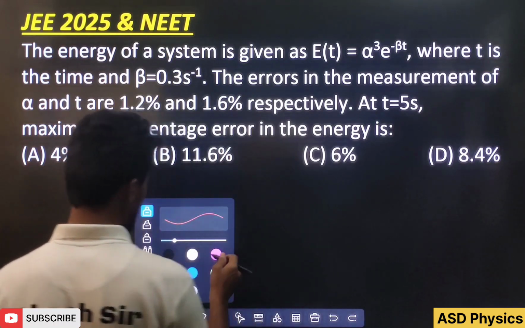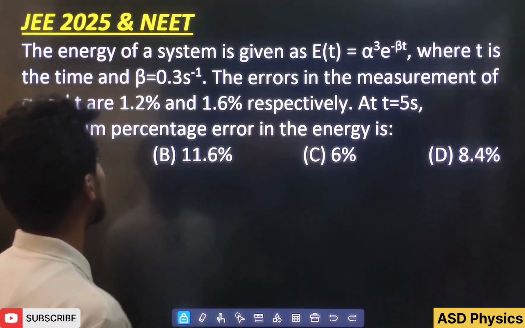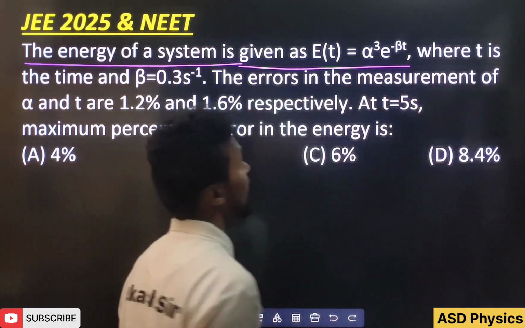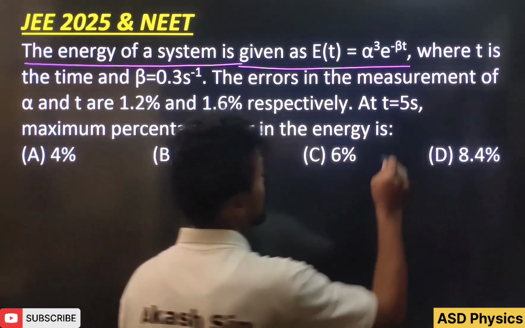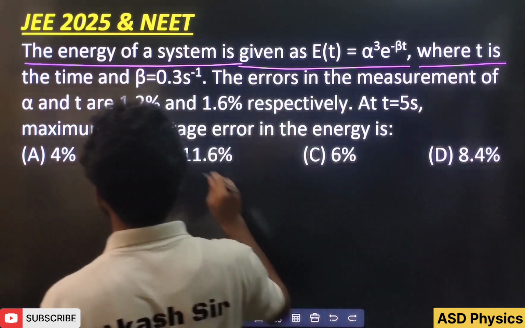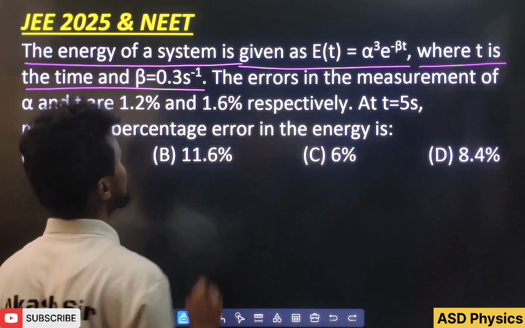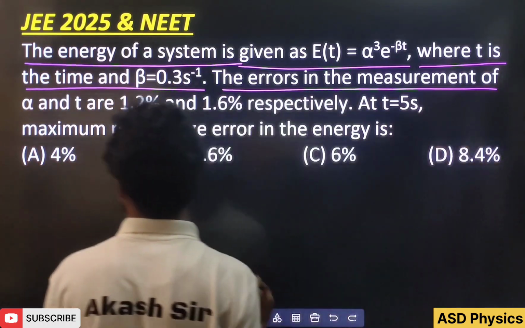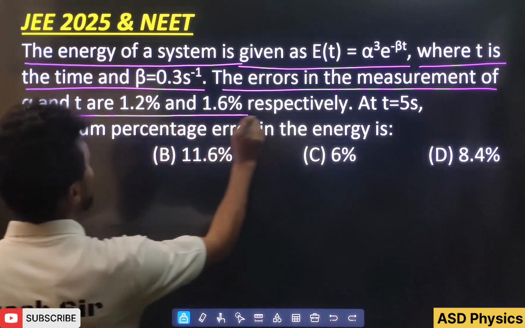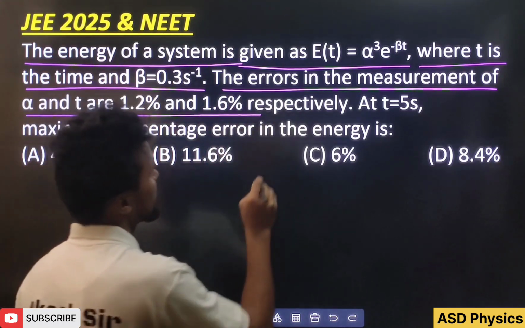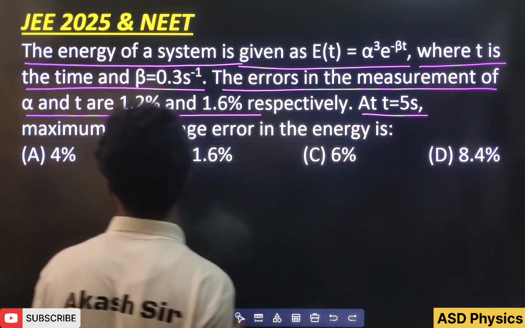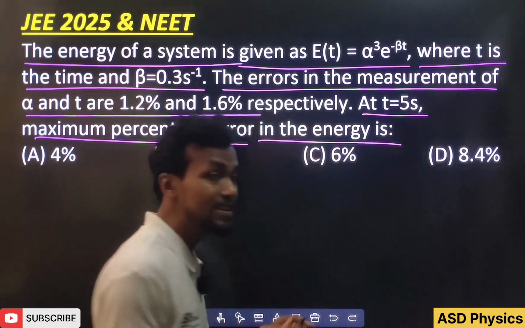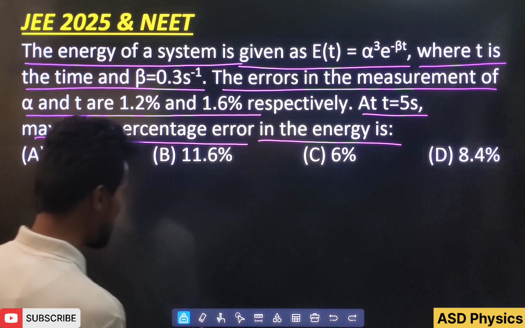Now students, the recent question is there. Now last question, can you see here? The energy of a system is given as alpha cube e to the power minus beta t, where t is the time and beta is given as 0.3 second inverse. The errors in the measurement of alpha and t are given respectively, at t equal to 5. Maximum percentage error in the energy, how much? Even though they are not telling maximum, we will still calculate maximum always here.